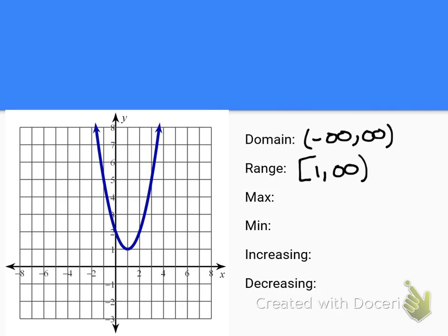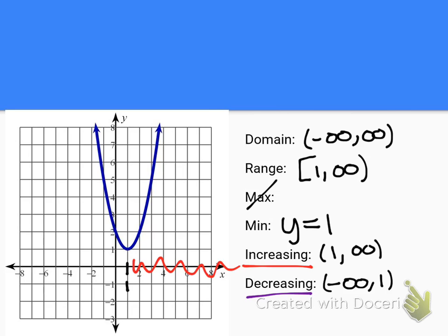Okay, and again, since I'm going up forever, I'm not going to have a maximum. There's no highest point, so no max. And then for my minimum, I'm going to have y equals 1. Okay, now I'm looking, where's my function going uphill, right? Where am I increasing? So that's going to be the interval from 1 to infinity. And then I'm decreasing from negative infinity to 1. Okay, so this is 1 on my x. I'm increasing for these red values, and where the purple values, I'm decreasing.